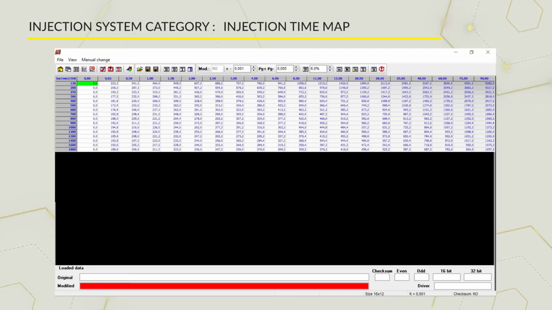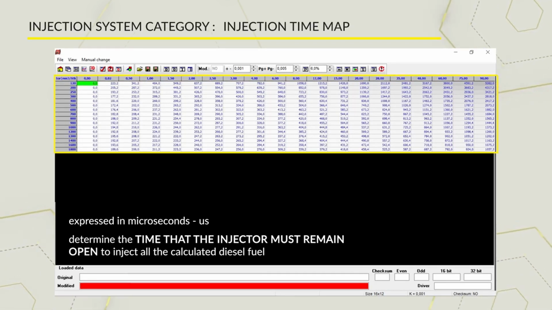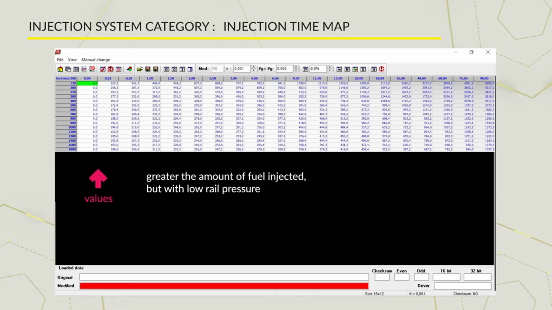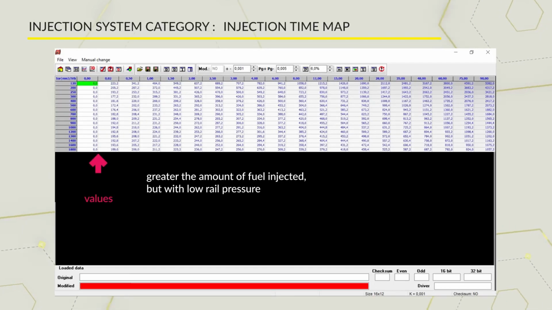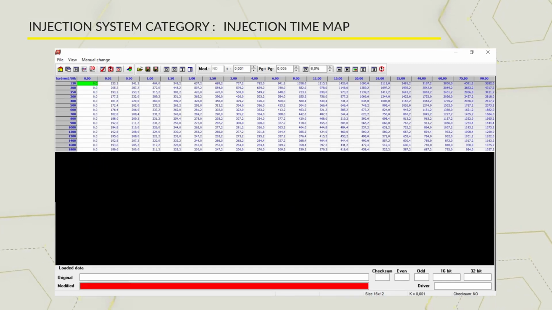This map works as a function of the rail pressure and the cubic millimeters of fuel injected per engine cycle, while the values of the map are expressed in microseconds, which determine the time that the injector must remain open to inject all the calculated diesel fuel. Therefore, the higher the values, the greater the amount of fuel injected, but with low rail pressure. The lowest values, on the other hand, are found with a low amount of injected fuel and very high rail pressure.